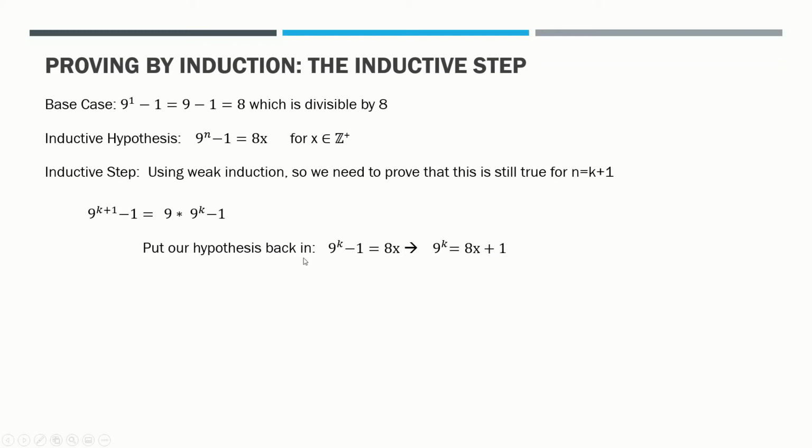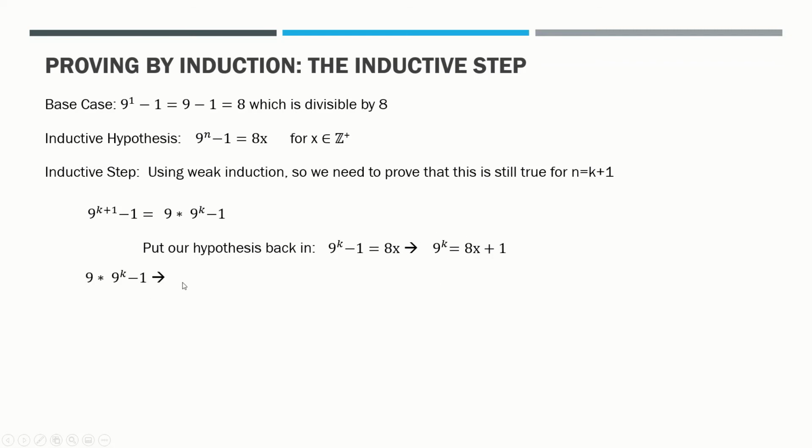So we're going to plug k in just to keep the variables the same. So we have 9 to the k minus 1 is equal to 8x. Same as up here, except we're using k instead of n. But we're going to rewrite it as 9 to the k is equal to 8x plus 1. So we're just going to take this 1 and put it over to the other side. And so now we can plug this term in for 9 to the k.